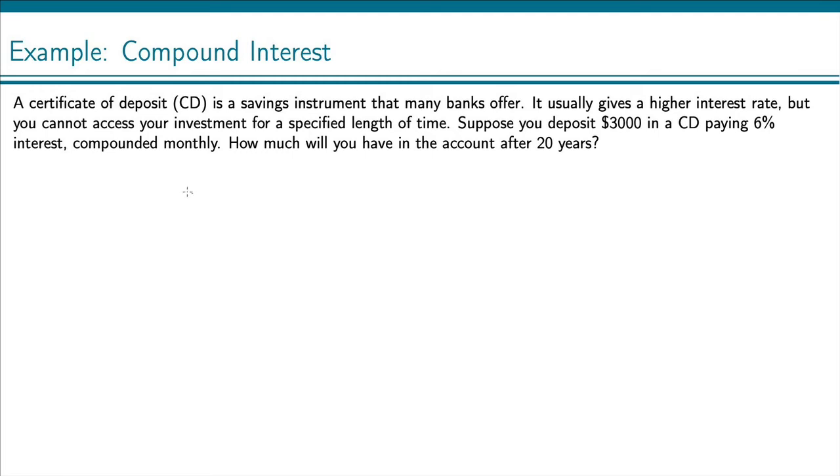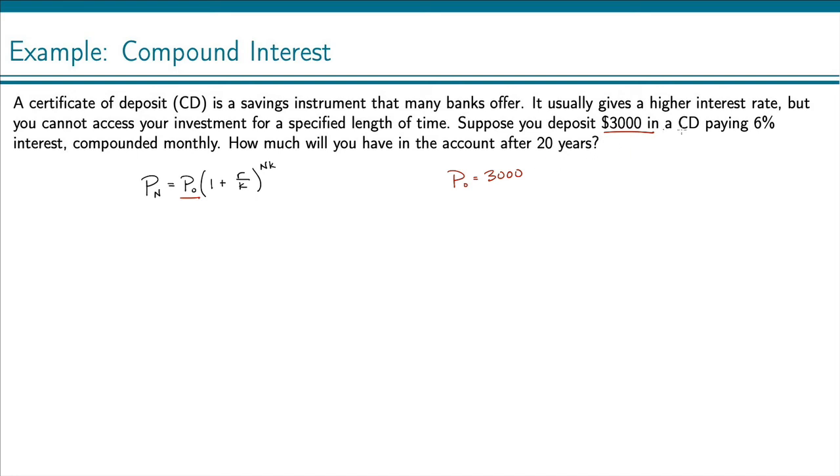So let's go to our formula again. Our formula that we're using is P sub n equals P naught times (1 plus R over K) to the n times K. Let's find out which of these we can identify. Let's just go through and identify all the different things that are mentioned. Suppose you deposit $3,000. That is P naught, this P naught right here. So P naught equals 3,000.